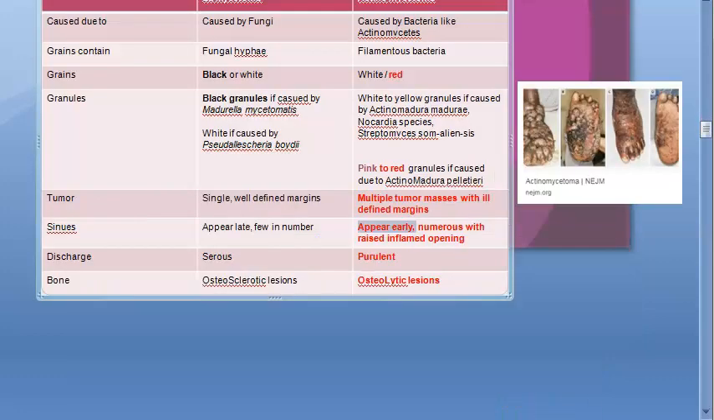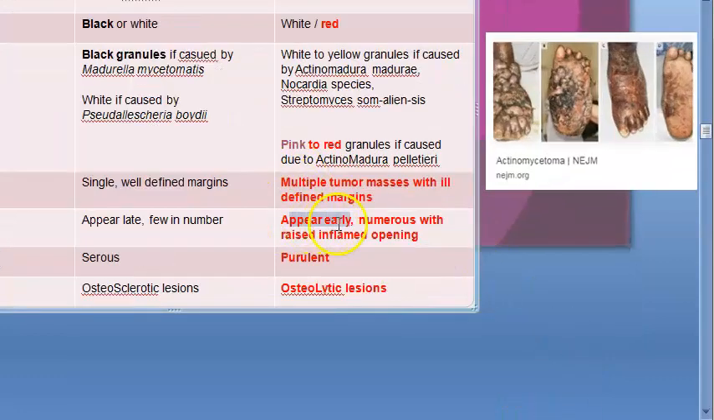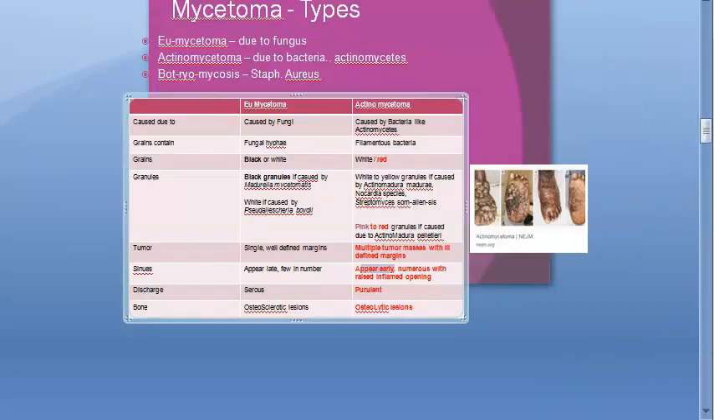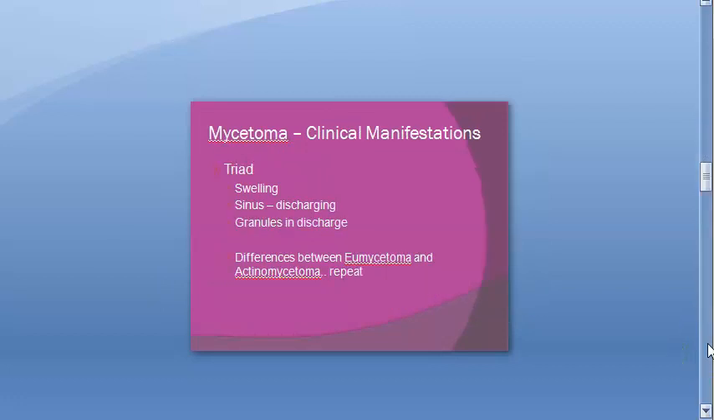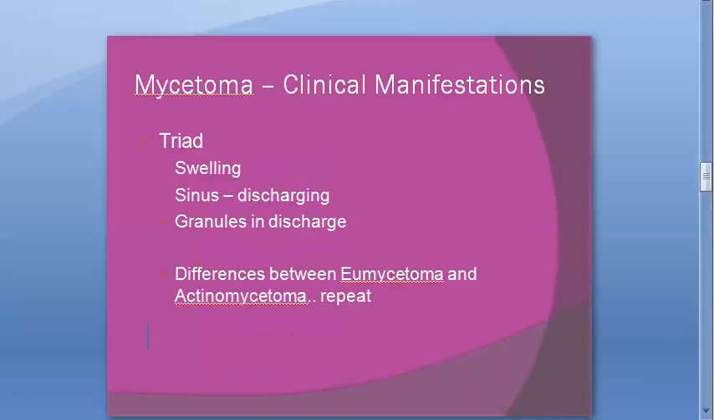You can see here, sinuses appear early in Actinomycetoma. Are you able to see? They appear early in Actinomycetoma. Okay. So the same table you can write in the clinical features also. So triad you understood, right? Triad of Madura foot you have understood.